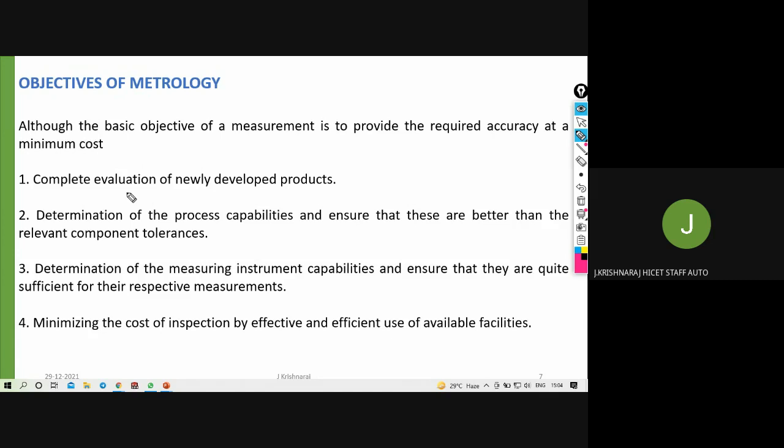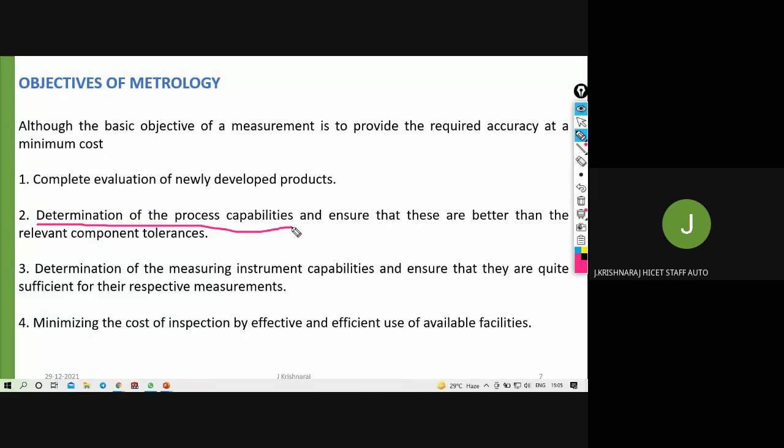Nowadays, huge developments are there for measuring these kinds of things. Then the next is the determination of process capabilities. That is, how much it is capable of measuring a particular thing, whether weight, length, or angle. If you are using a CMM, what is the maximum height and the maximum width it can measure? That process capability is very important.